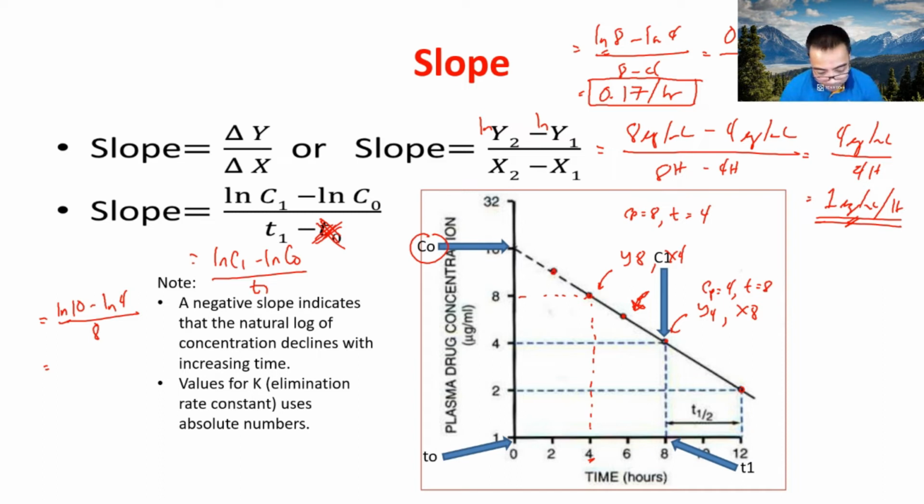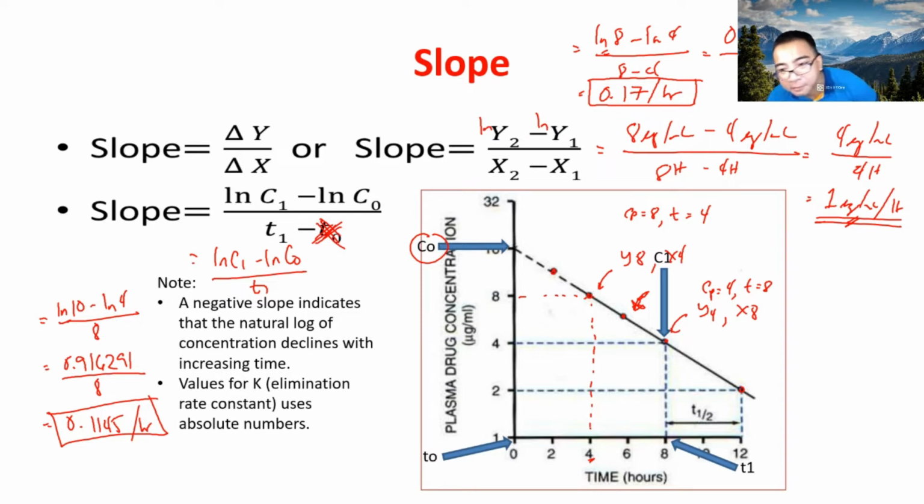So, ln 10 minus ln 4 equals 0.916291. Again, this is just me, pero as much as possible, don't round off muna. Divided by 8. And you get 0.1145 per hour. Okay? So, pwede na rin.